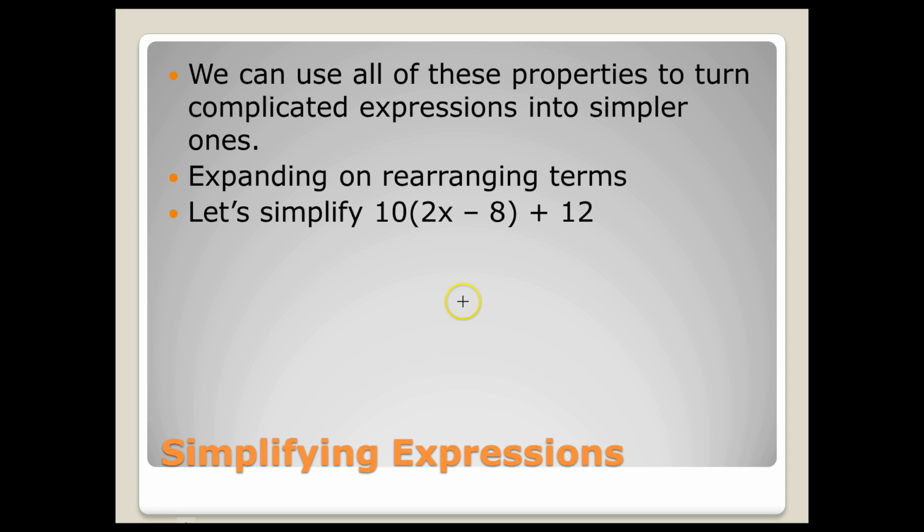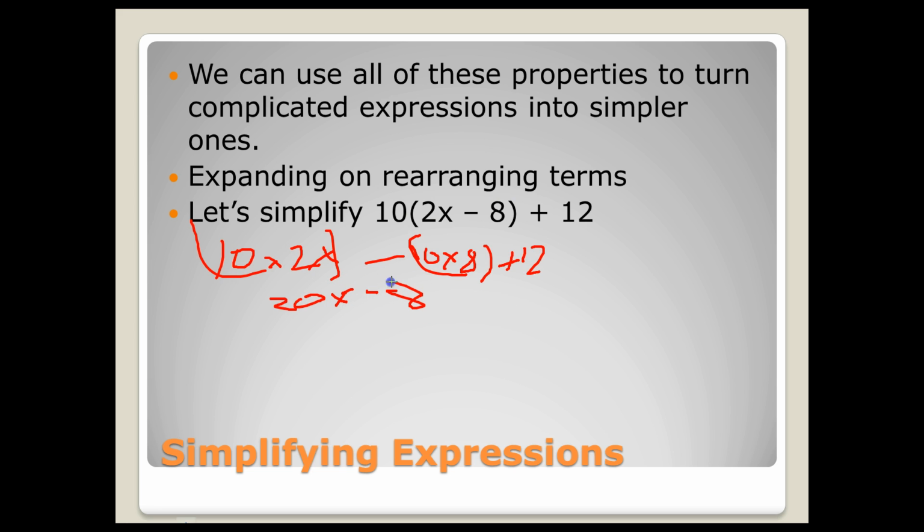So the first step we can do is use the distributive property. So we take 10 and multiply it by each term. So it becomes 10 times 2x minus 10 times 8 plus 12. Okay, so now we have 20x minus 80 plus 12.